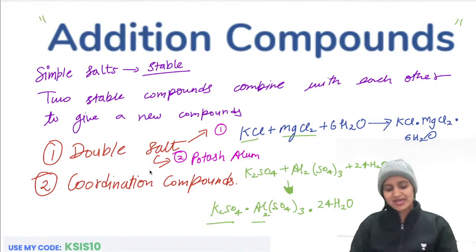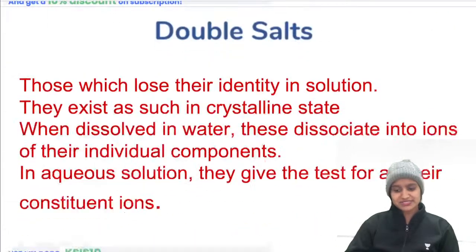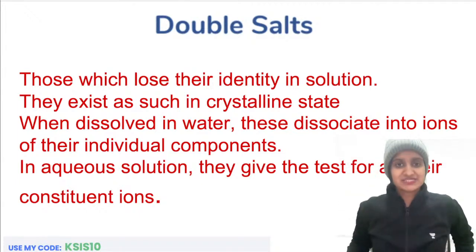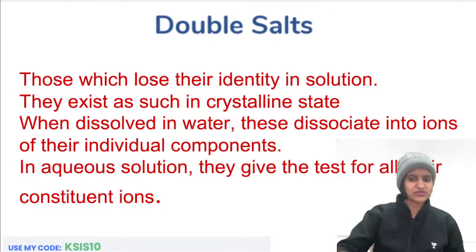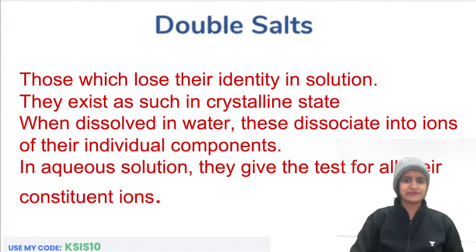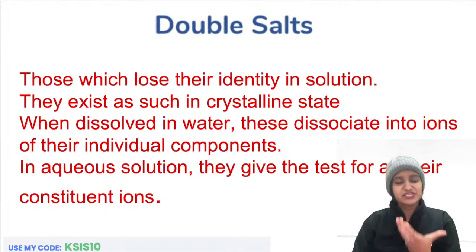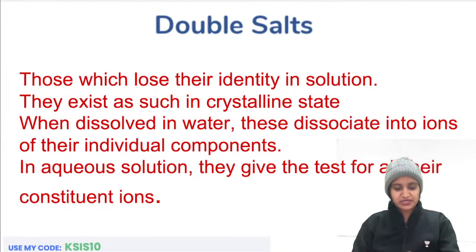So as I told you, these are examples of double salts. Now you will be like, how do you know that these are double salts? When you dissolve the salt, that is, if you dissolve your potash alum, K2SO4.Al2(SO4)3 in water, a double salt dissociates, meaning it breaks into all of its constituent ions.